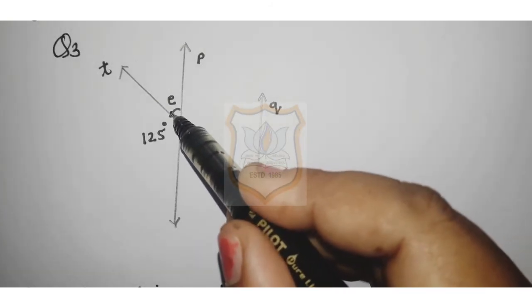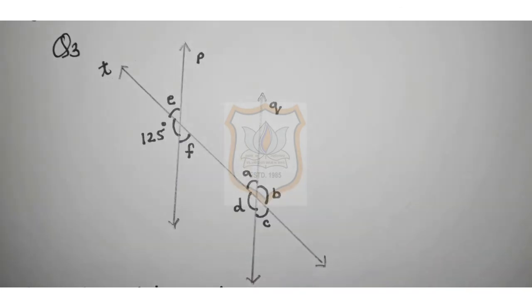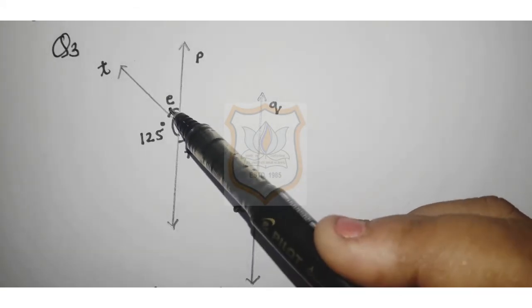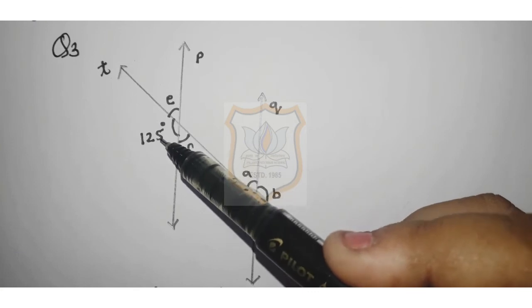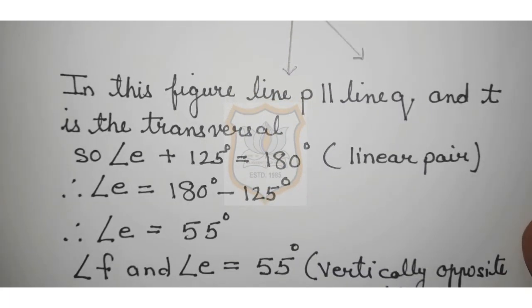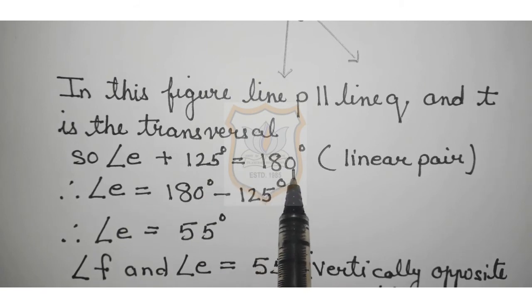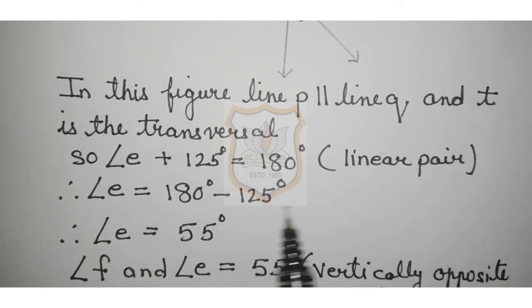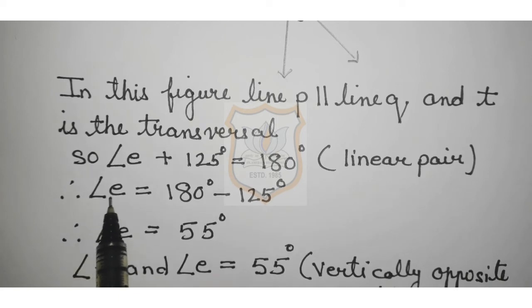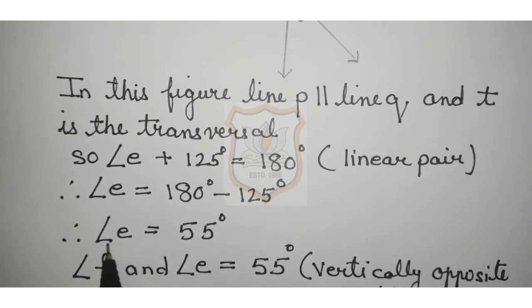So, angle E plus angle 125 is equal to 180 degree. Why? Because they are linear pair. So, measure of angle E will be 180 minus 125. See, I have done it here. So, angle E plus 125 is equal to 180 degree. Why? Because they are linear pair. Now, therefore, measure of angle E is equal to 180 degree minus 125 degree. Therefore, angle E is equal to 55 degree.